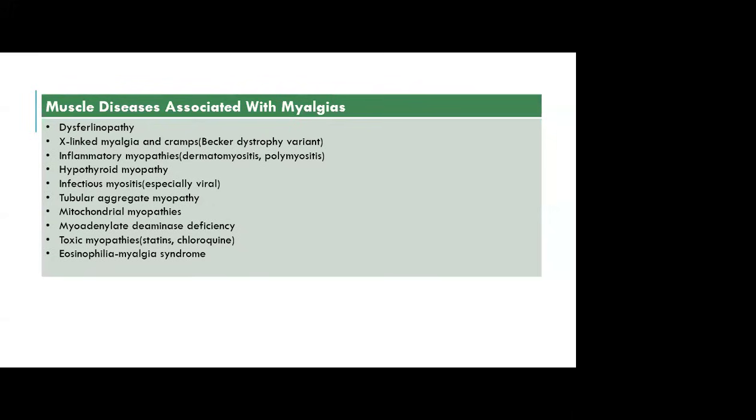Some of the common muscle diseases associated with myalgia are dystrophinopathies, such as Becker's dystrophy variant, inflammatory myopathies like dermatomyositis and polymyositis, hypothyroid myopathies, infectious myositis, especially viral due to viral illnesses, tubular aggregate myopathy, mitochondrial myopathies, myoadenylate deaminase deficiency, toxic myopathy secondary to statins and chloroquine, and eosinophilic myalgia syndrome.